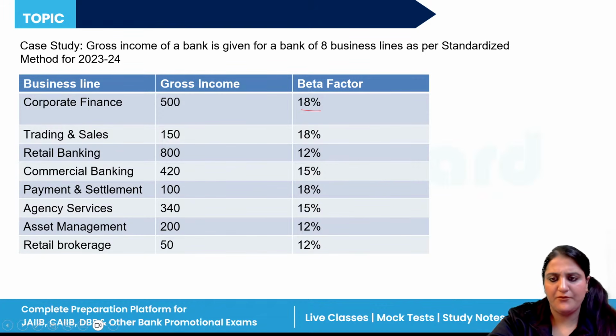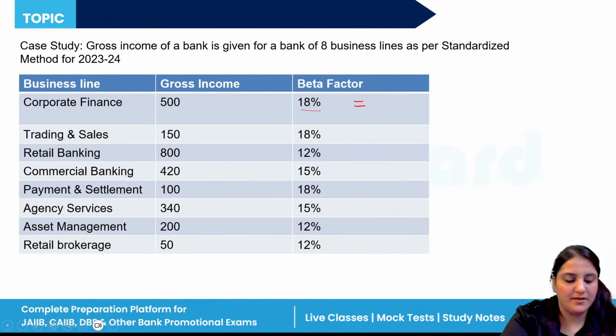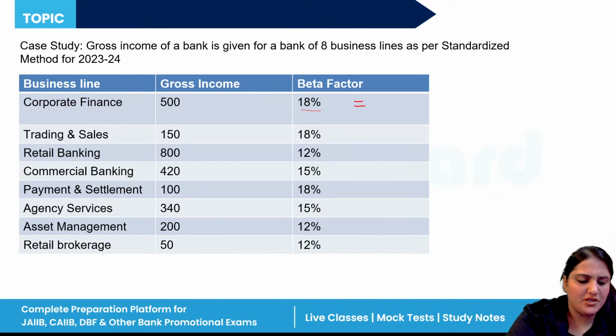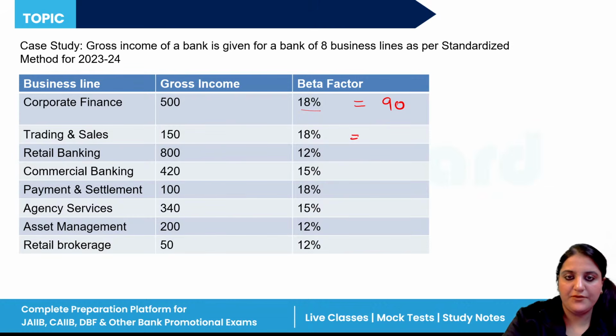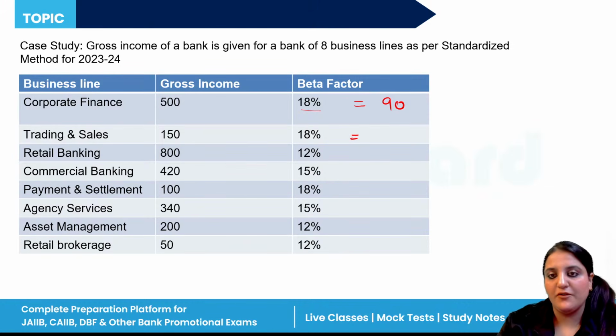Very simple. We have to find the capital charge. So calculate 500% of 18. I think 90. Let me check this. 500% of 18% of 5, it's 90. Then again here 150% of 18% of 150, it's 27. Then it is equal to 96.